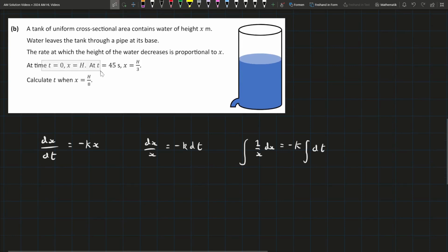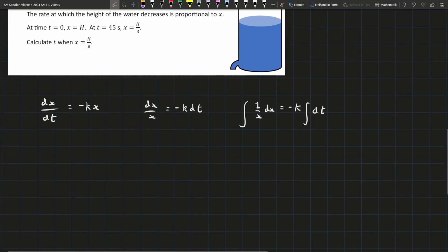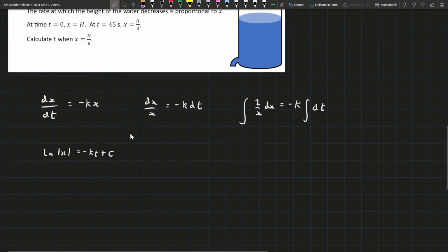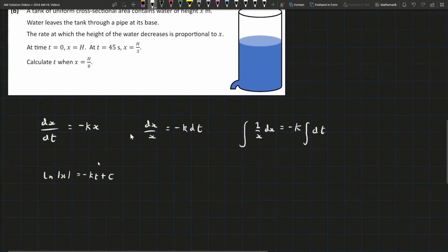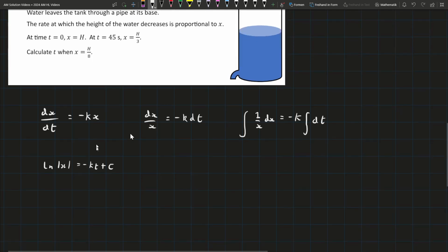Normally I like to do the limits, but this is kind of weird in the limits, and we're not going to get an answer of x and t if we use the limits, so I'm not going to use limits here. So we'll get the natural log of the absolute value of x equals minus kt plus a constant c. Okay, so now what can we do? Or actually we can use some initial information, which I'll do because why not.